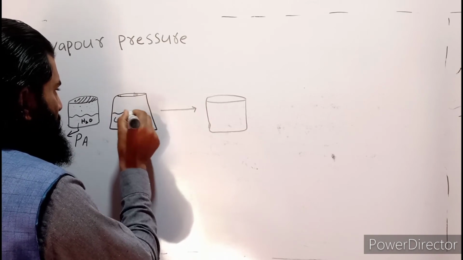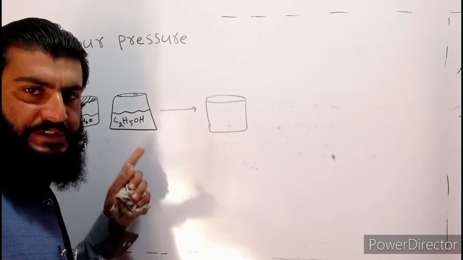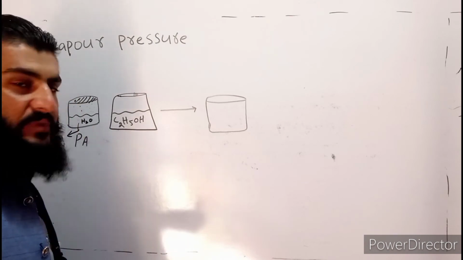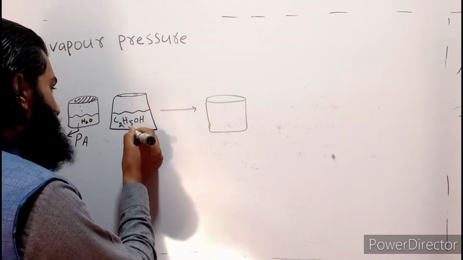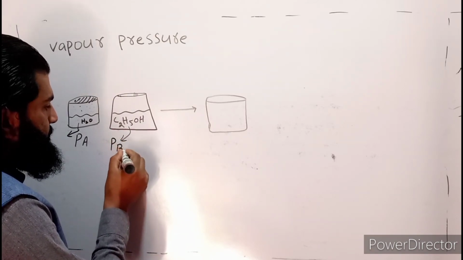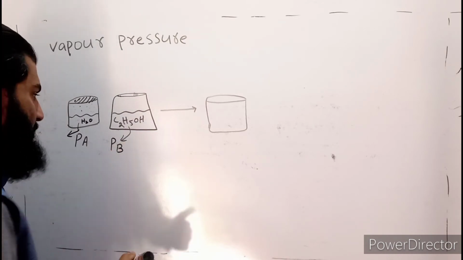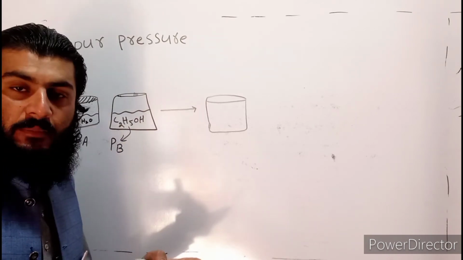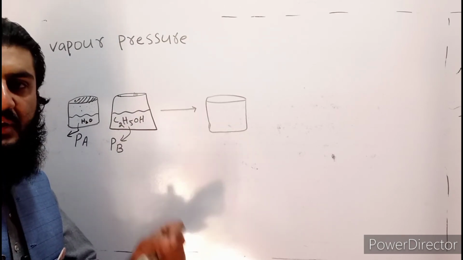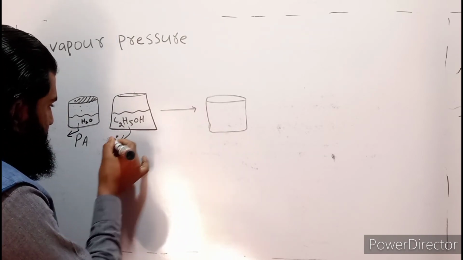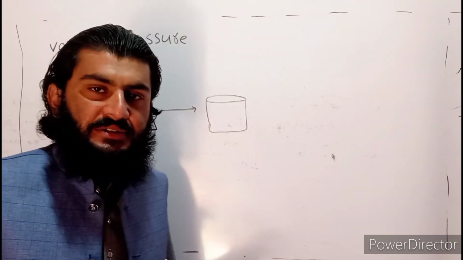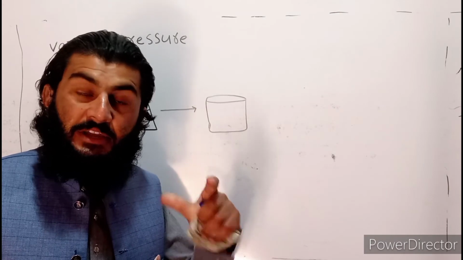C2H5OH. This is also a pure substance. When we heat it, its vapors form and the vapors exert a pressure. So in such a situation, in a pure form, its vapor pressure is also denoted by, for example, PB. For a pure form, we add another identification mark, that is naught.